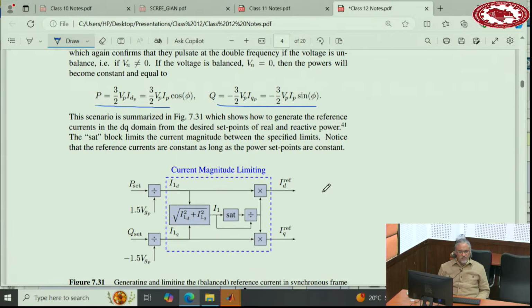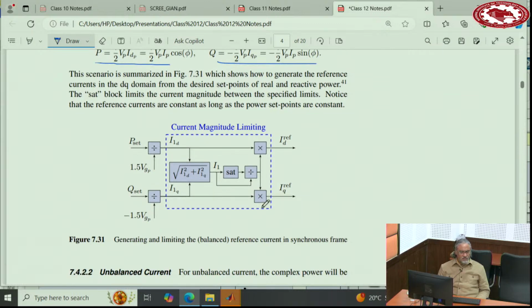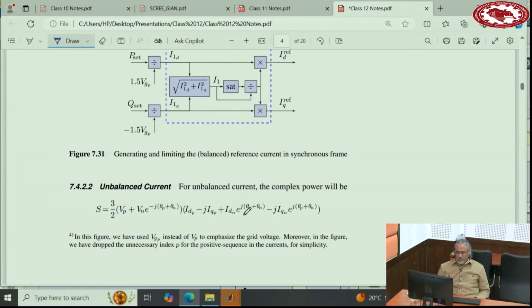If we summarize everything and add the current limiting to that, we end up with this same diagram that we had before. Now remember the difference between this one and the previous one: in the previous one we multiplied this one into SDP, multiplied in SDQ, and then subtracted. We don't have that anymore here. The reference for ID, the reference for IQ, because we are controlling in the DQ frame, not in the alpha beta frame.